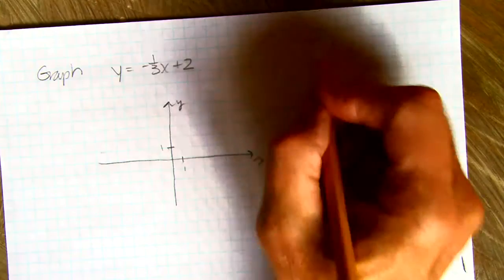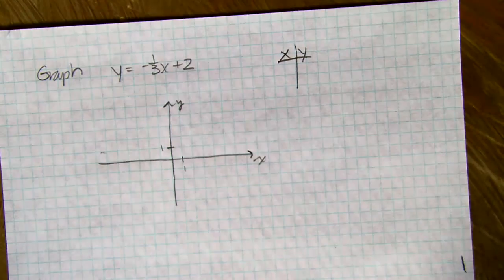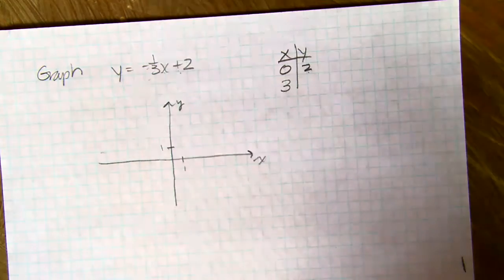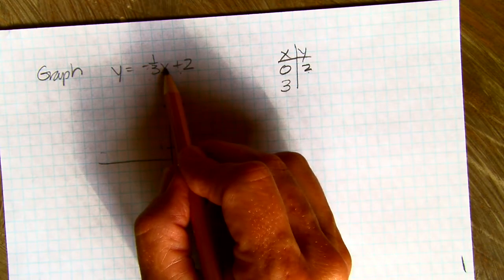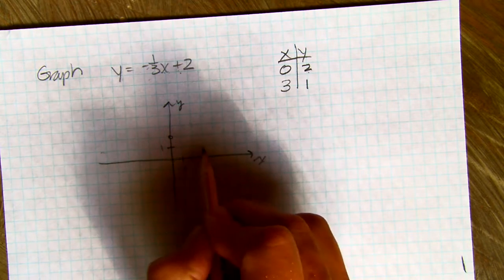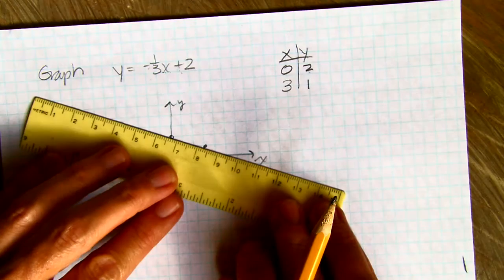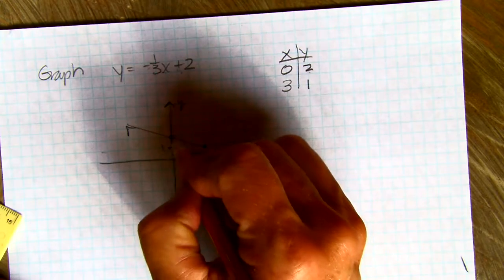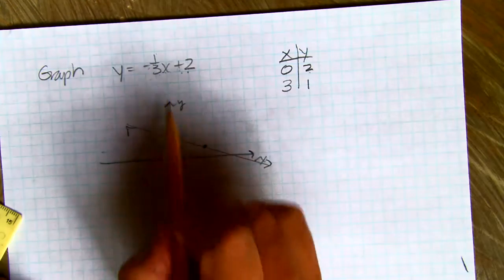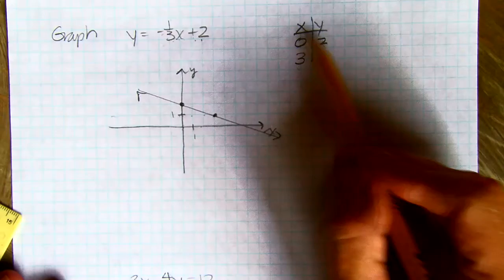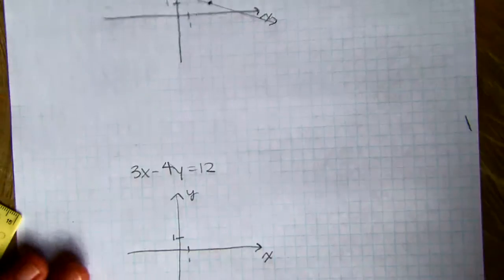Reminders about how to graph. I personally prefer a table of values. What happens when x is 0, y is going to be 2. Negative 1/3 times 0 plus 2 is 2. If I have to multiply by 1/3, let's pick a nice number like 3. Negative 1/3 times 3 is negative 1 plus 2 is 1. So 0, 2 and 3, 1. There's my line. You can do the junior varsity method of saying I'm at 2, there's my vertical intercept, and I know my slope is negative 1/3. You can do it that way. But I feel like plotting a table of values works no matter what.